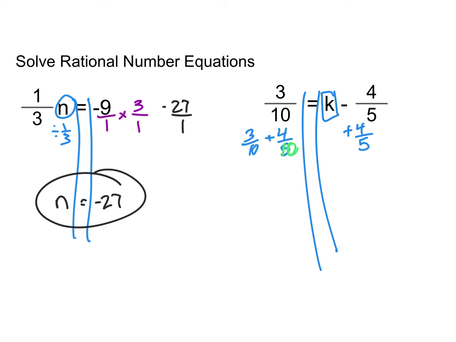I'm going to change that to a 10. To change 5 to a 10, I multiplied it times 2, so I'm going to multiply that 4 times 2 and get 8. Add the tops together, I get 11. Keep the same denominator, tenths. Now, I don't want to leave it 11/10. I want to change it to 1 and 1/10.